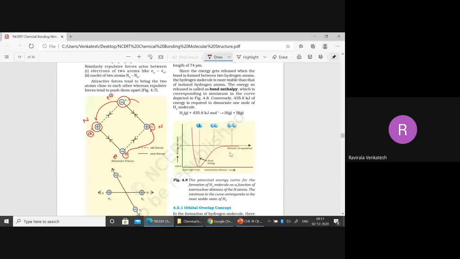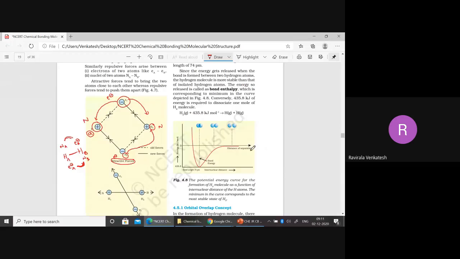So that means a new bond is formed, for example, when HA and HB are bonding like this. Attractive forces are generating between the electron of A and the nucleus of B. Similarly, attractive forces are generating between the electron of B and the nucleus of A. This attraction is what leads to the formation of a chemical bond.